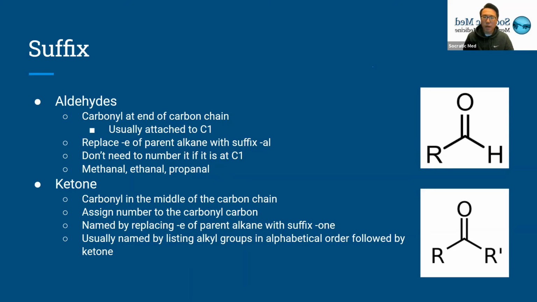So instead of propane, it would be propanone. And so ketones, they'll have the alkyl groups attached on either side of the carbonyl carbon, and you have to list those also. So you usually list the alkyl groups in alphabetical order, followed by ketone. So if it has an ethyl and then a methyl attached to it, you have to specify that in the name, and then just add ketone as a suffix.